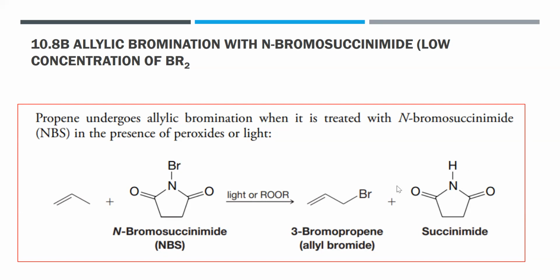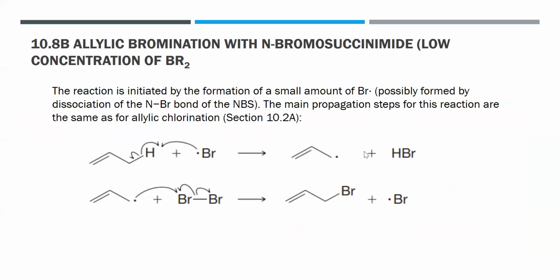So the hydrogen here is replaced with bromine. We have here an allyl bromide. So the propene undergoes allylic bromination when it is treated with N-bromosuccinimide. Any allylic position can actually undergo bromination in the presence of NBS, or N-bromosuccinimide. So let's look at the mechanism.